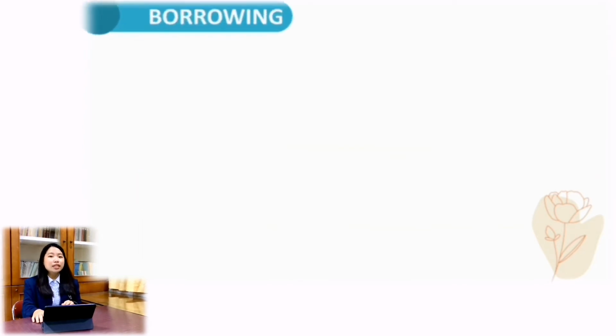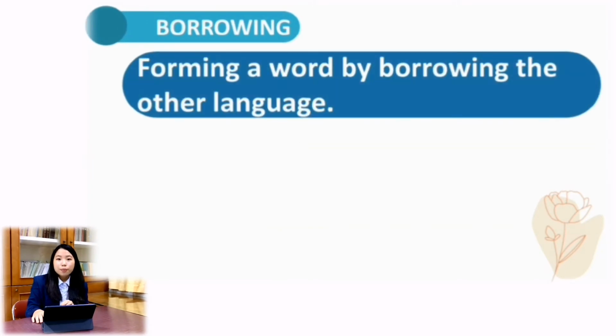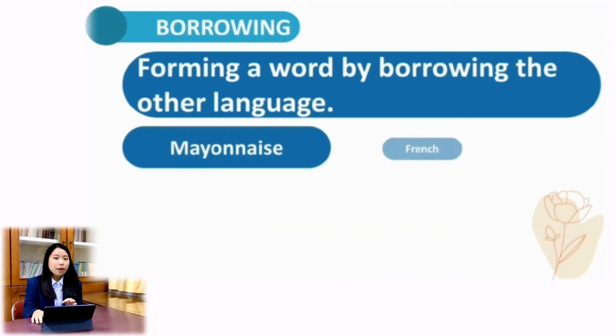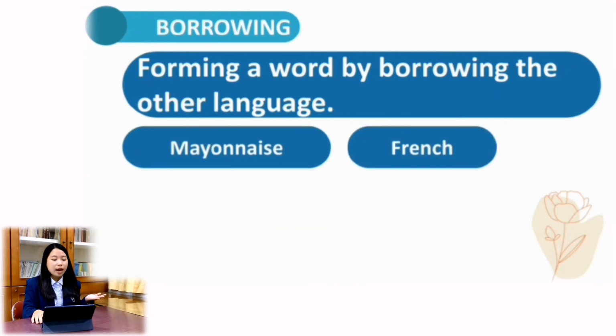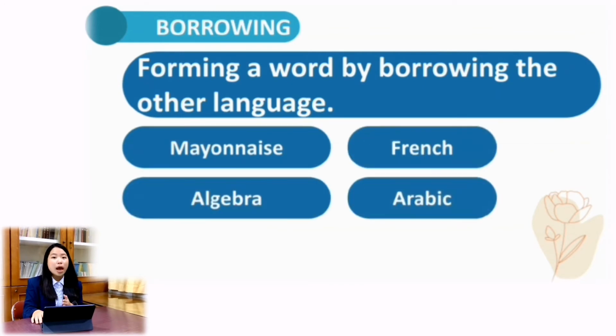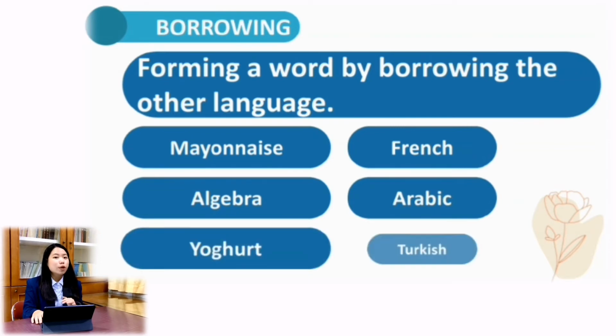And then the next is borrowing. Borrowing is forming a word by borrowing from another language. For example, mayonnaise is from French, algebra is from Arabic, and yogurt is from Turkish.